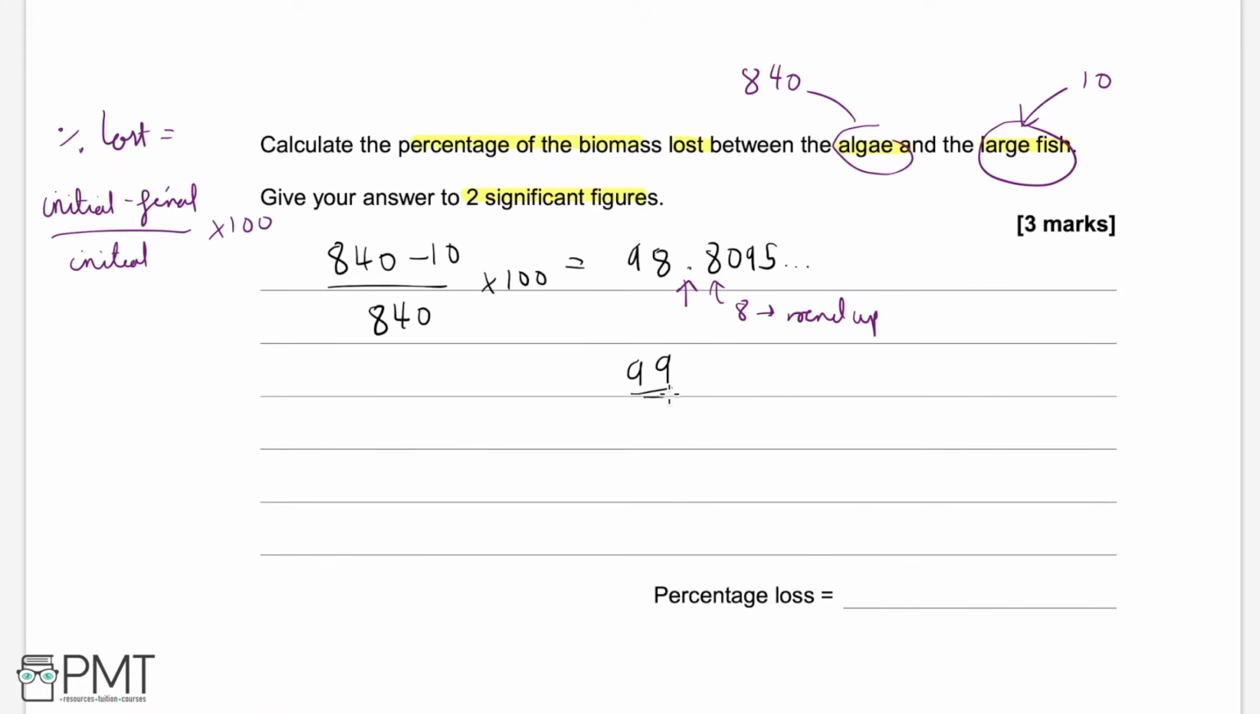This is our answer, 99%. Here, we get 1 mark from the calculation, a second for the unrounded answer, and a third for rounding it to 2 significant figures.